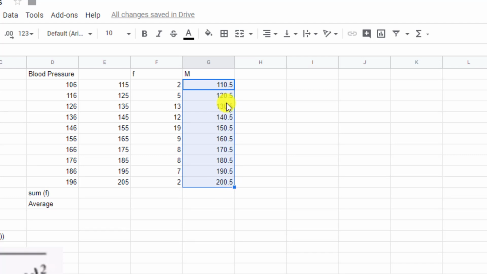So what it means is I don't know exactly where these two people are, but I know that the midpoint's 110. So I'm going to approximate that these two people have a combined blood pressure of 220, or 221 actually.